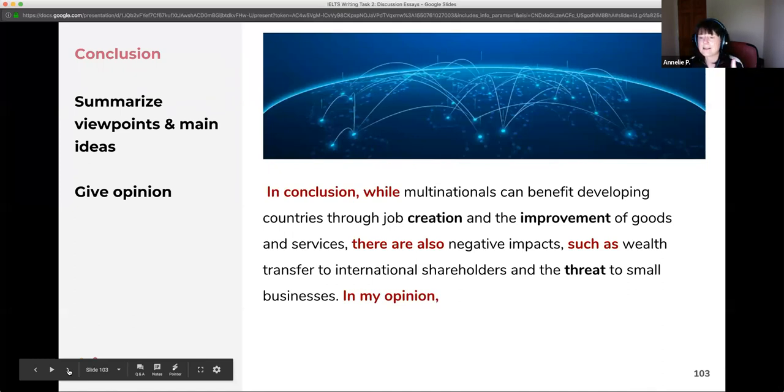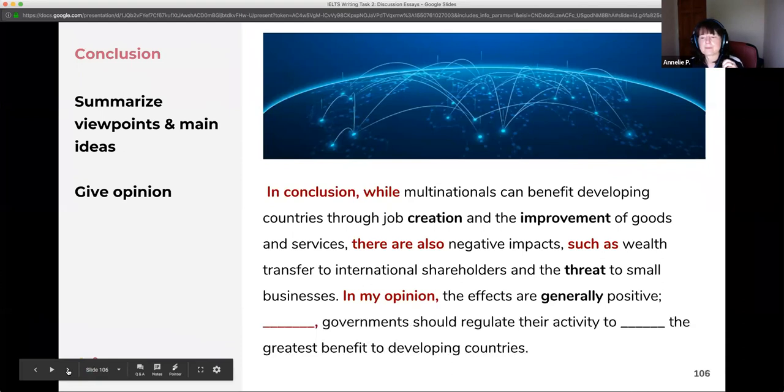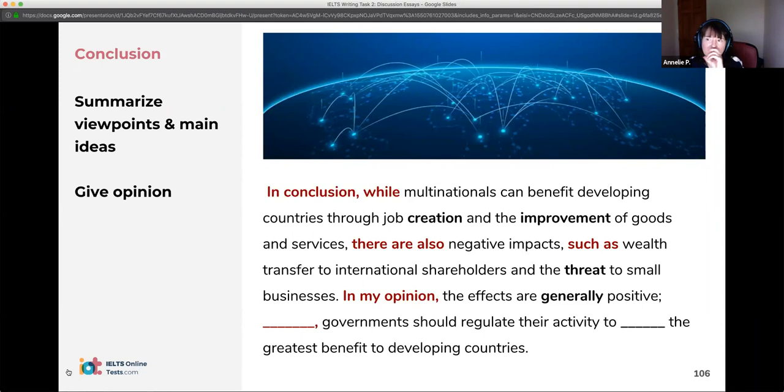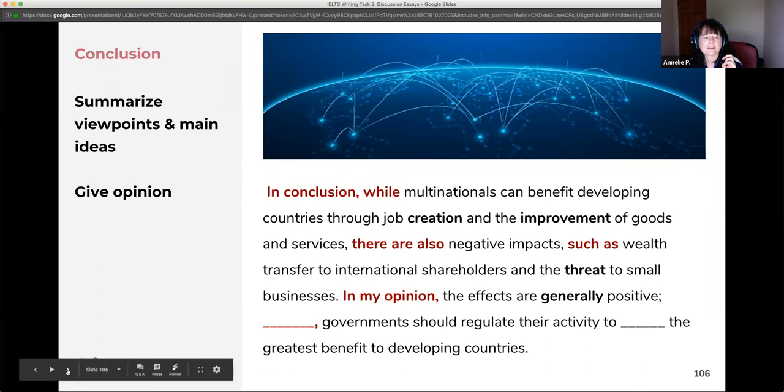Okay, make it clear. The effects are... okay, yeah, I like mostly, generally, but mostly positive, largely works as well. Okay. But then we're going to put a bit of a contrast there. We're going to go a bit more specific. Okay, very good, Vithya, and Prahu.